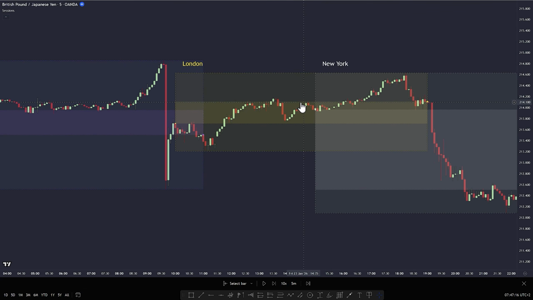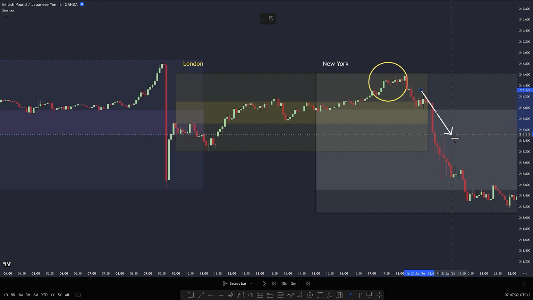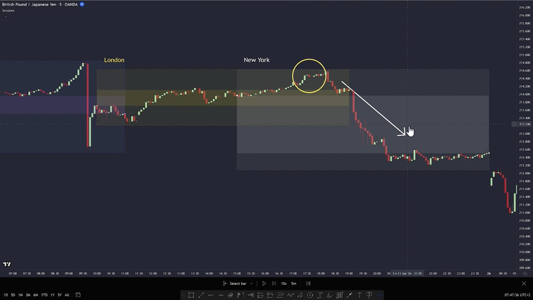Then New York opens and does the exact same thing to London that London did to Asia. I learned this one the hard way, held a London setup through the New York Open, stopped out within the first 15 minutes. New York doesn't care about your London entry. It has its own pools to collect first.